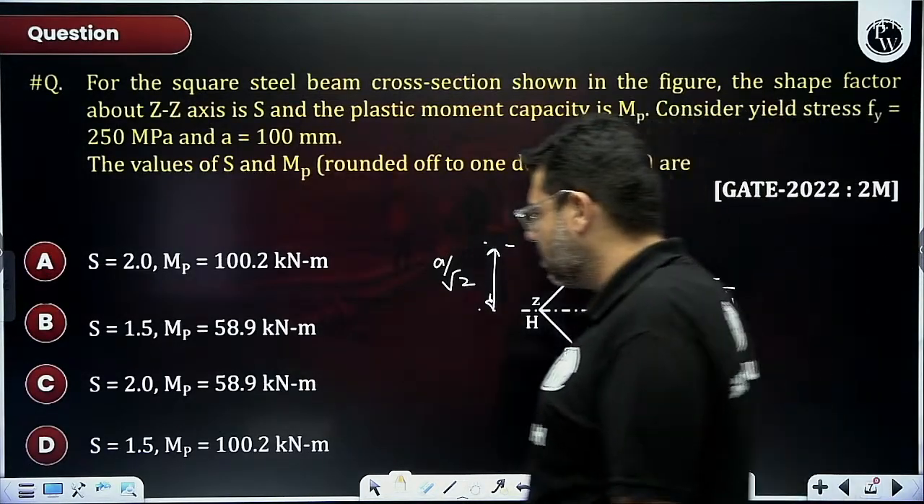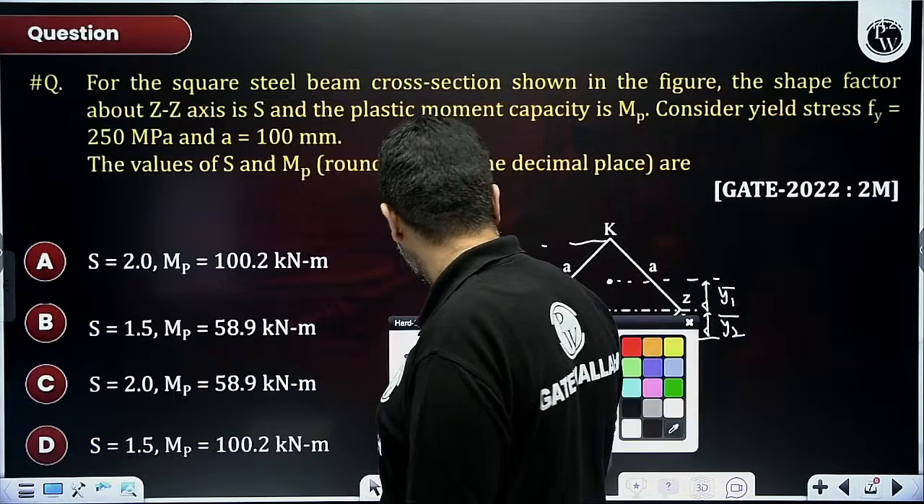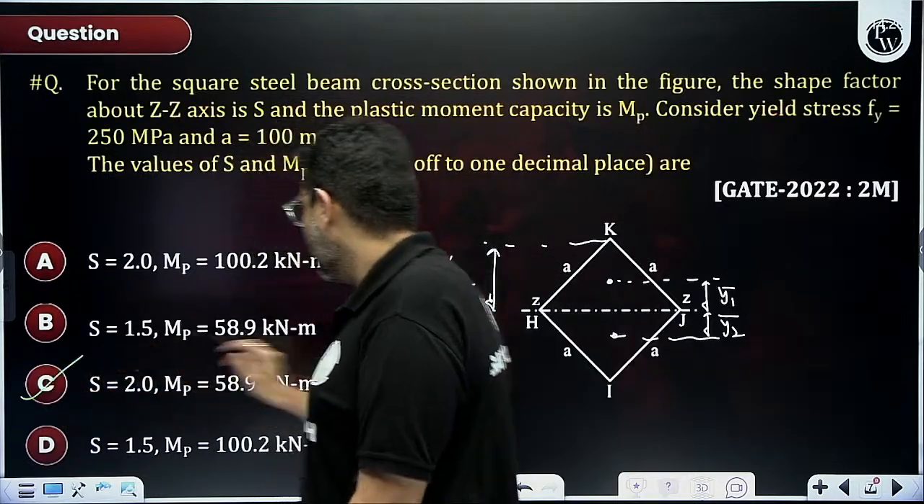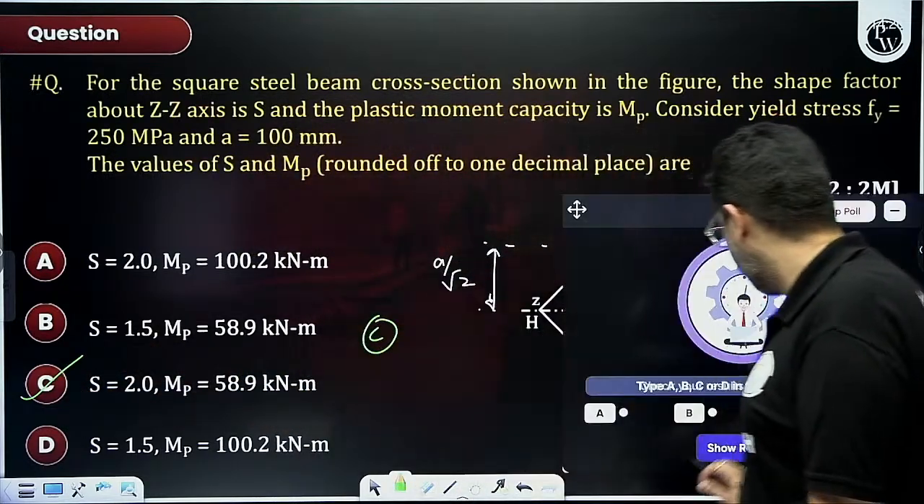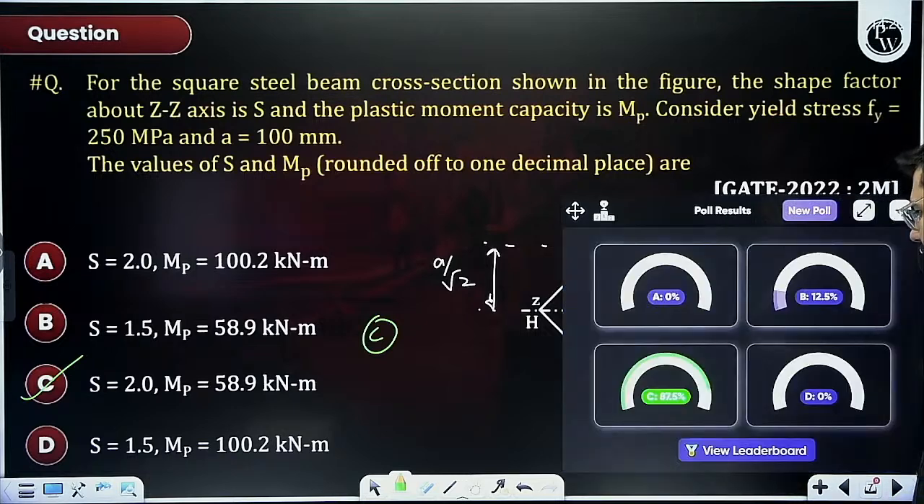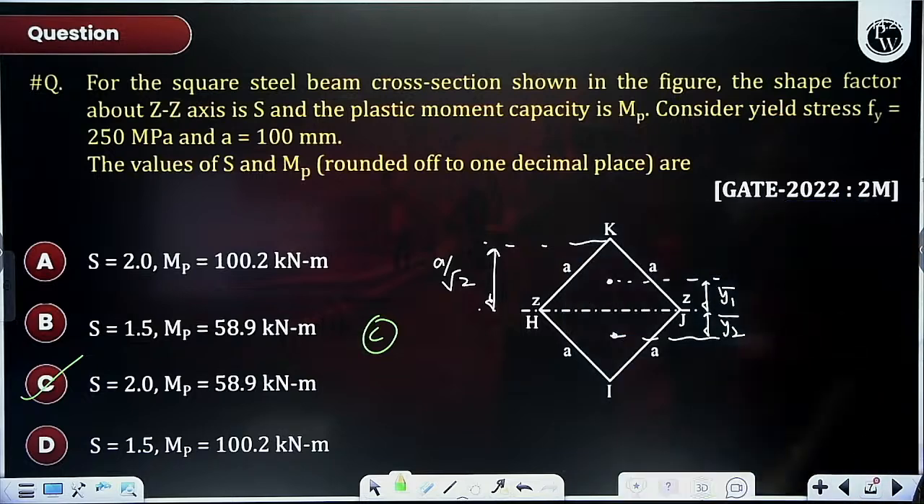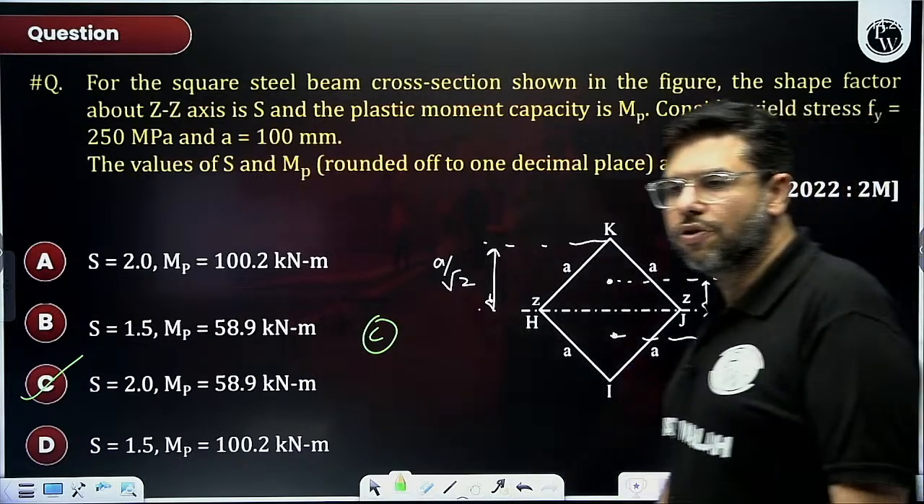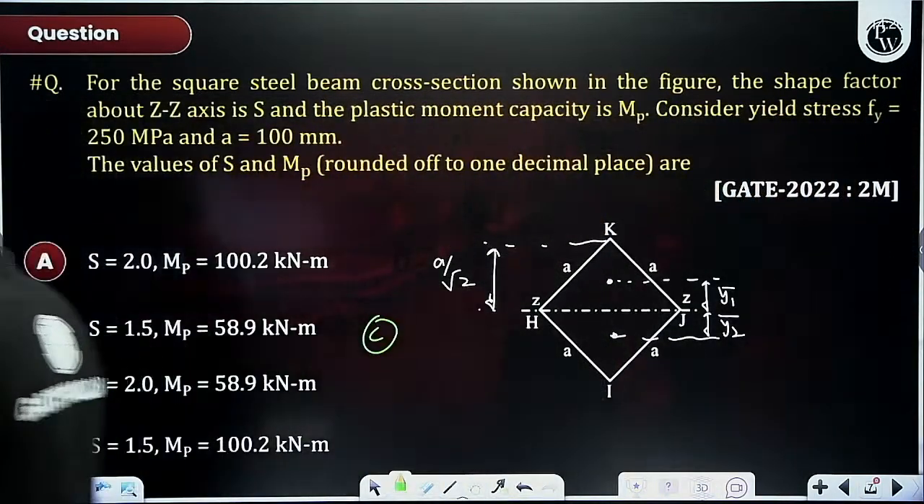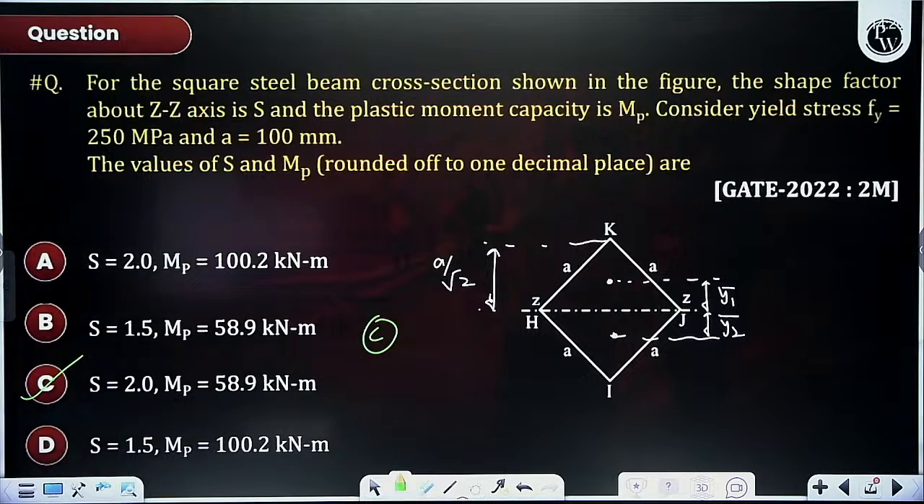The best answer would be what? Best answer would have been C here. C here is the best answer. Many of you have given me the correct answer. Very good. First one of you was Manoj. Then Nitin, Yusuf, Shushmita and so on. Very good, beta. Let's proceed further now.